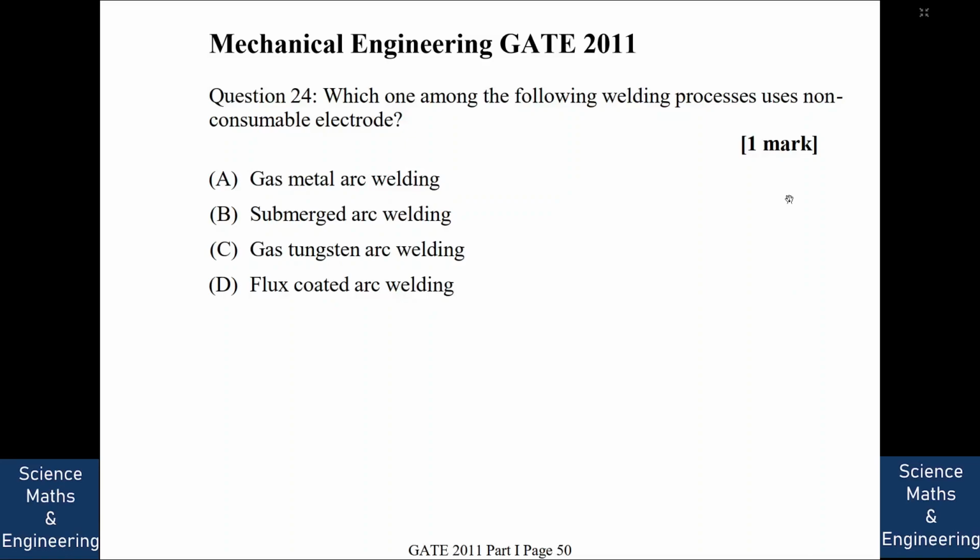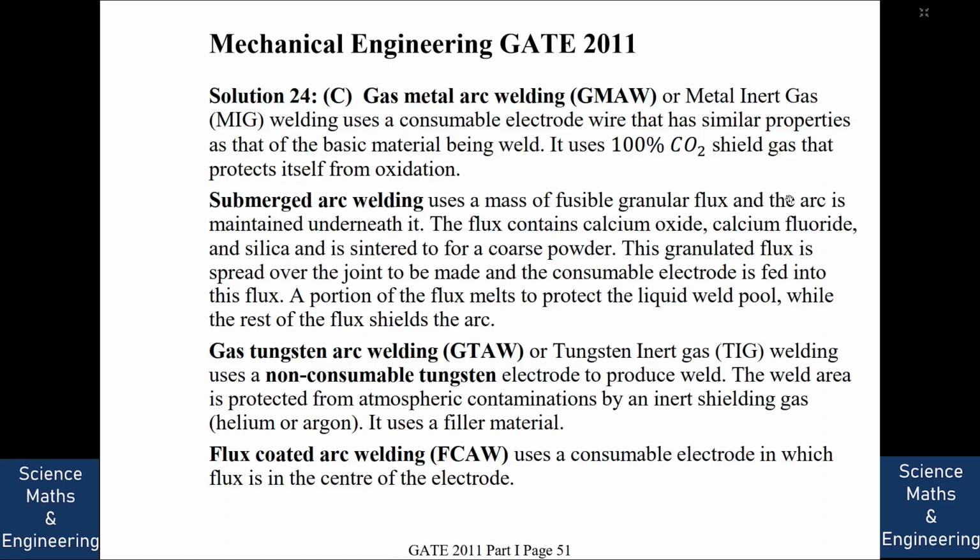Which among the following welding processes uses non-consumable electrode? A. Gas metal arc welding. B. Submerged arc welding. C. Gas tungsten arc welding. Or D. Flux coated arc welding. So the answer is C.